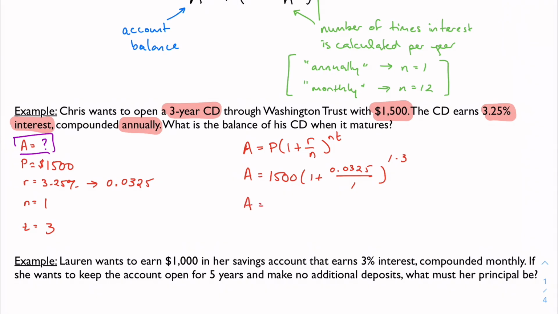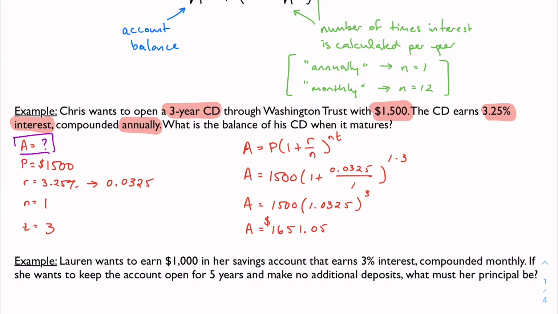I think it's a lot easier also to calculate bits and pieces of this. So I'll simplify inside the parentheses, as you can see I've done. I'll simplify the exponent, as you can see I've done. And that way it's fewer calculator entries and fewer places I could maybe go wrong.